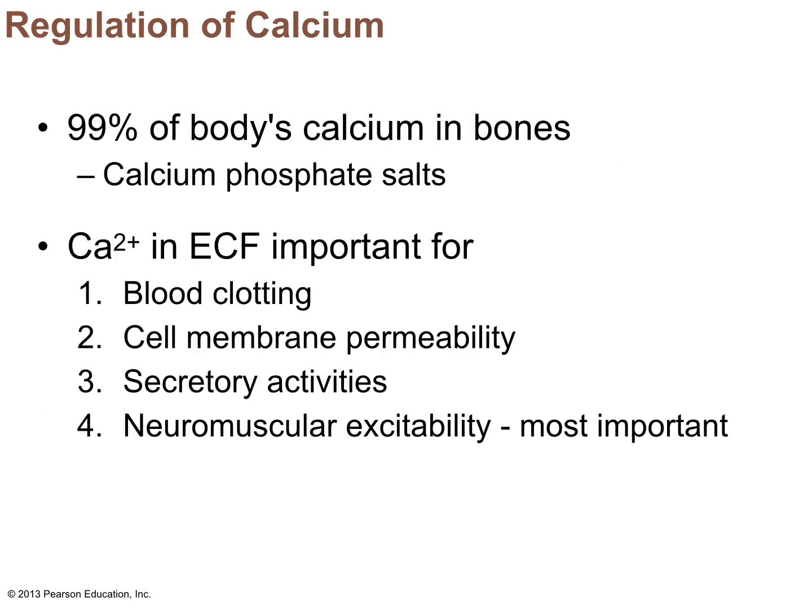Okay, let's talk about calcium. Calcium is important for blood clotting, membrane permeability, secretory activities, and neuromuscular excitability, which is the most important, right? The nerve conduction, muscle contraction, we saw detail on that in chapter 9 when we did Anatomy 1. And so 99% of your body's calcium is found in the bones.